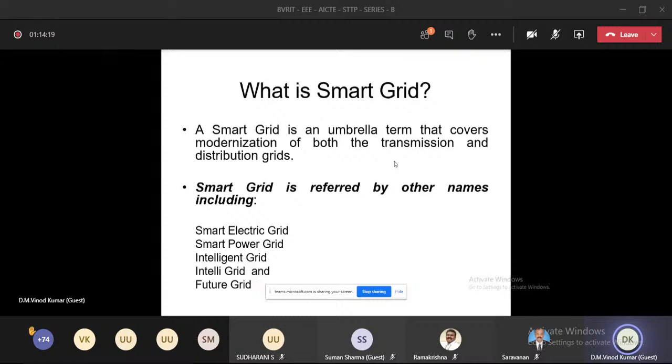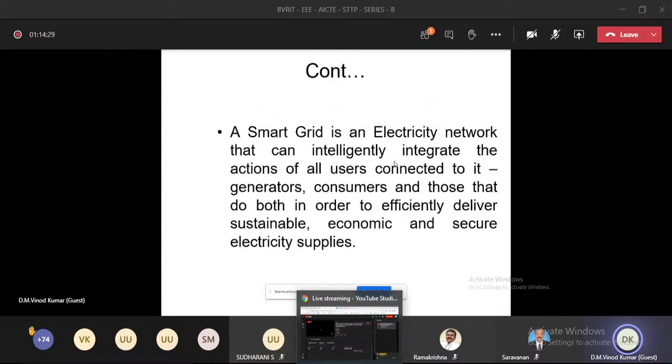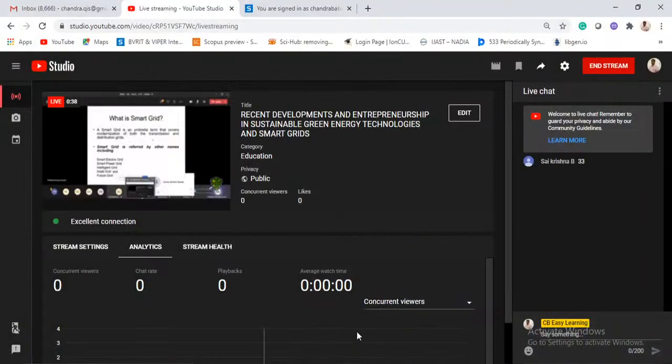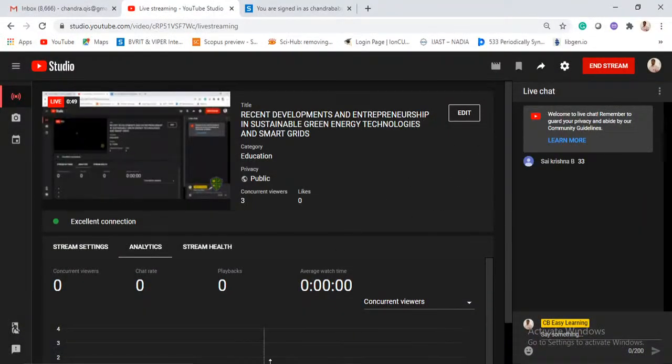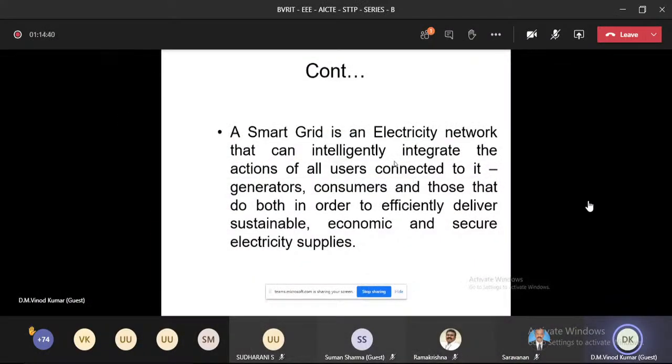Therefore, the smart meter is the building block for the smart grid. If you see the definition of the smart grid, a smart grid is an electricity network that can intelligently integrate the actions of all users connected to it, generators, consumers, and those that do both, in order to efficiently deliver sustainable, economic, and secure electricity supplies.